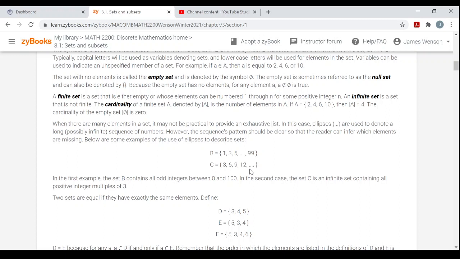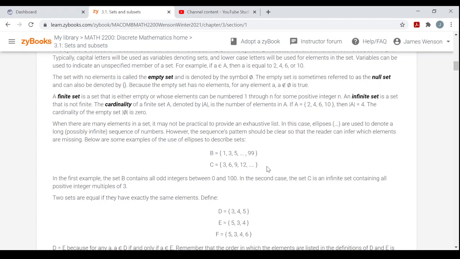If the ellipsis shows up at the end or at the beginning, it's an infinite set, meaning the pattern goes on forever. So this set C has the elements 3, 6, 9, 12, 15, 18, 21, 24, 27. And I don't want to do that. I can't possibly write them out because it's an infinite number. This is just all the multiples of 3, all the positive multiples of 3. And again, the ... here indicates it goes on forever.